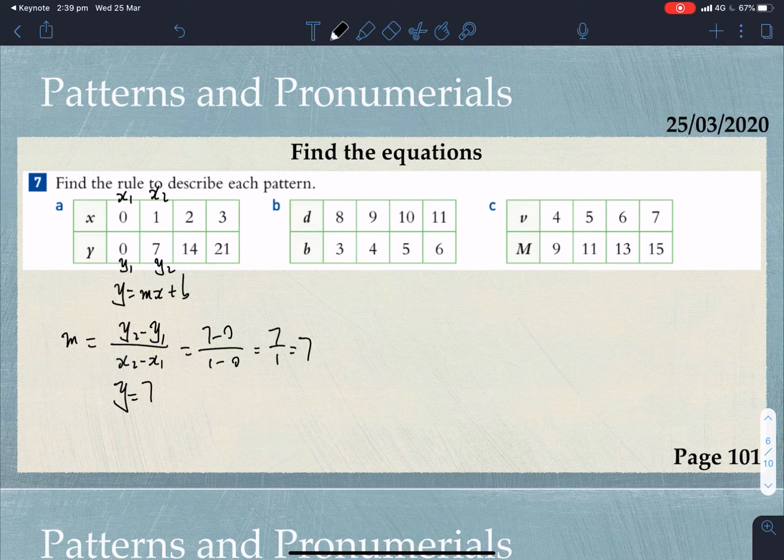y is 7x plus b. In order to find b, we need to substitute in one pair of numbers. So 0 and 0, okay? If x is 0, so 7 times 0 plus b. y is also 0, so 0 equals 0 plus b. b is 0, isn't it? So that is how we get the equation y equals 7x plus 0, which is the same as 7x. Okay, that's how we work this out.